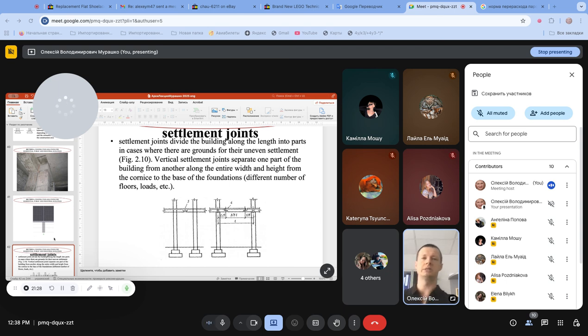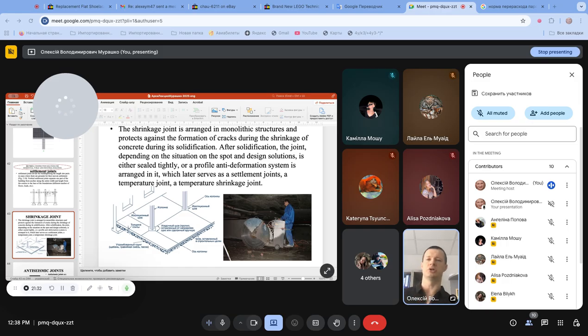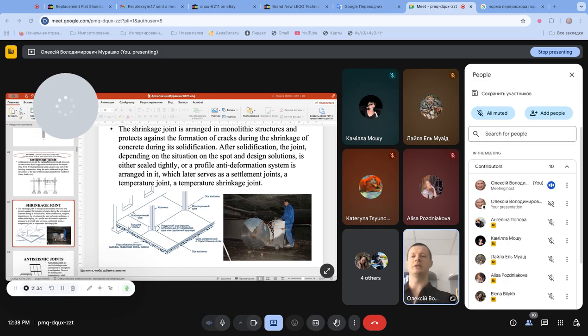So we have already considered two types of joints. The third one is the shrinkage joint.